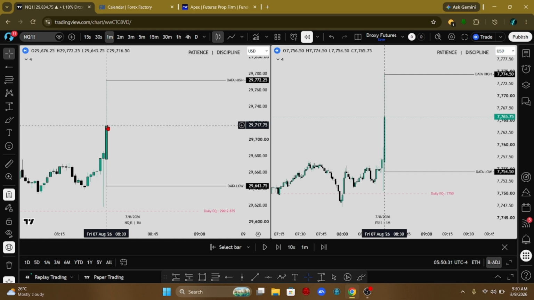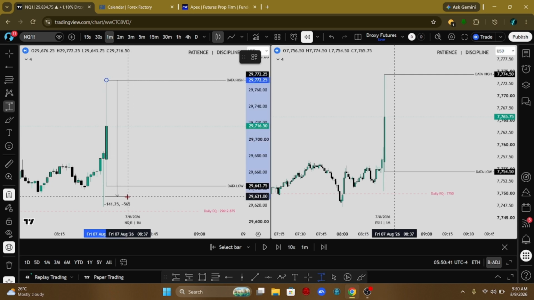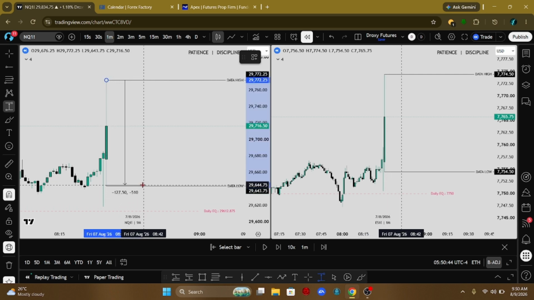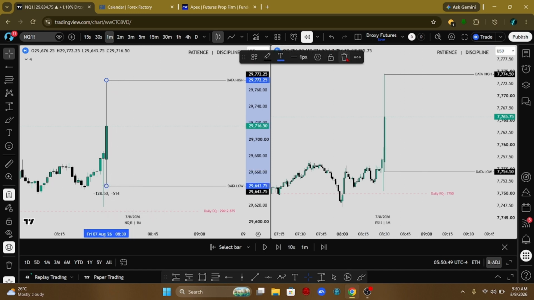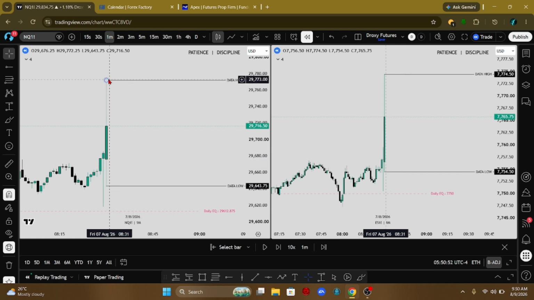The candle high of that 8:30 news driver is called the data high, and the low is called the data low. This NFP data candle formed, I think, 127, 128 points. From the low to the high is 120, and that's what we want. We want data candles that are above 70 points. That's what I regard as a data candle: a single candle that has more than 70 points.